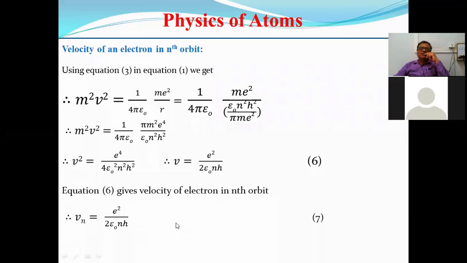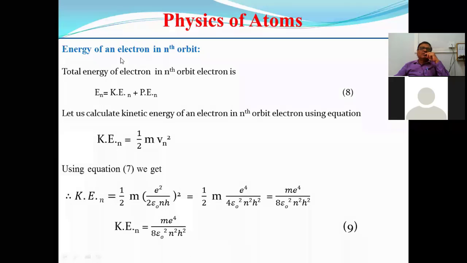Equation number 7 gives the velocity of electron in the nth orbit of hydrogen atom, and this is given by Bohr; we have calculated it using Bohr's postulate. Up till now we have calculated the radius of nth orbit of hydrogen atom by using Bohr's postulate, and we have calculated the velocity of electron in the nth orbit. Now in the next step we have to calculate the total energy of electron in the nth orbit.